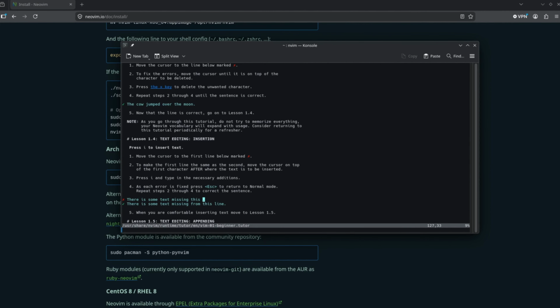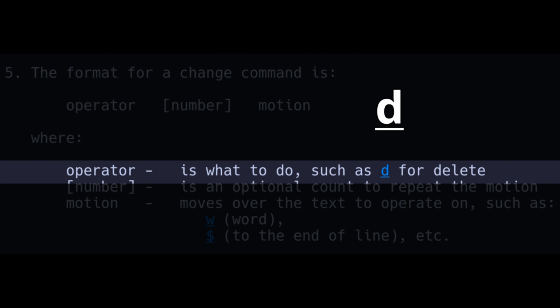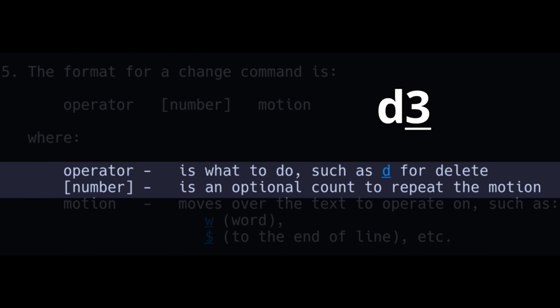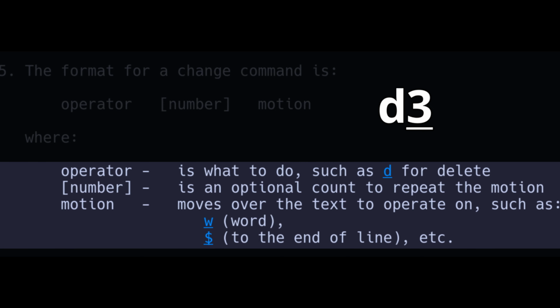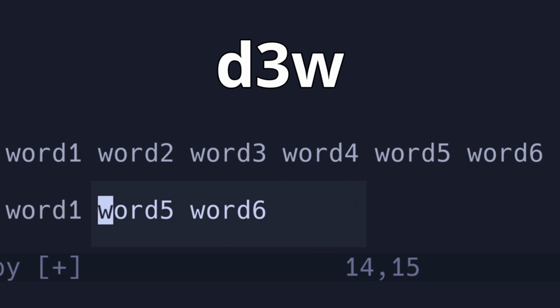The most important thing I learned is how commands can be combined. You first choose what you want to do, for example D to delete, then you specify how many times, like 3, and finally how you want to move, for example W for words. So D3W deletes the next 3 words starting from the cursor.